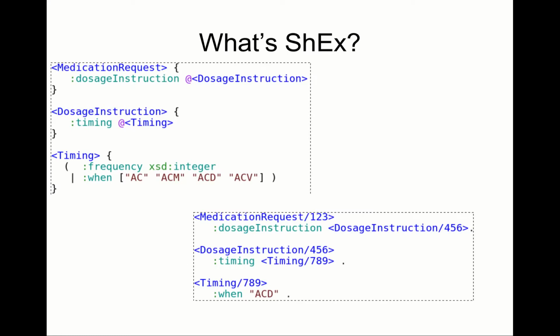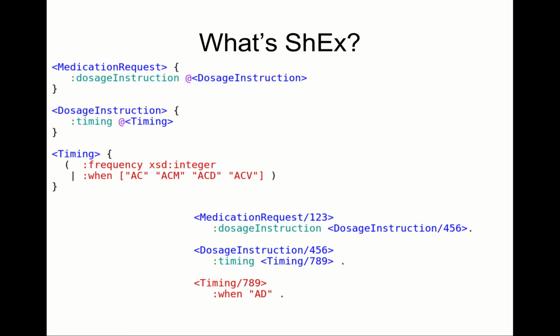The green dosage instruction at the top identifies an RDF property, and the blue at dosage instruction identifies the value type. FHIR happens to use properties and resource types with similar names. The data in the lower right shows that a medication request 123 has a dosage instruction 456, which in turn has a timing 789, and that has a when of ACD, which is in the specified value set. Of course, much of the value of a schema language is in telling you when you're wrong, as it does here because the value AD is not in the prescribed value set.